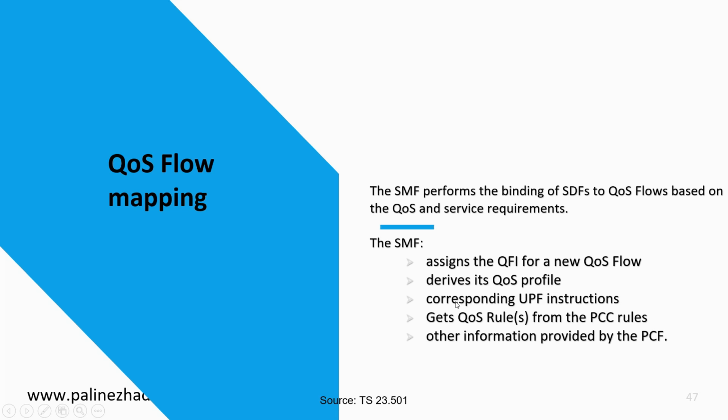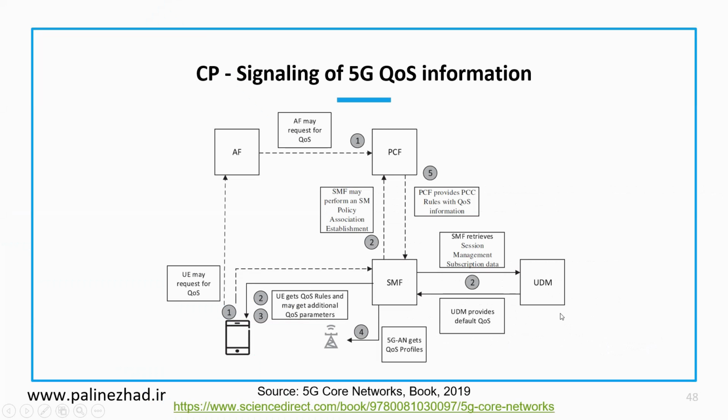The next one is that SMF has the corresponding UPF instructions and sends them to UPF. For example, SMF can get the instructions from PCF and send them to UPF. Then UPF applies them on the service data flows, SDFs. SMF gets QoS rules from the PCC rules, and also other information provided by PCF, for example, some optional configurations. We will see more details in the next slide.